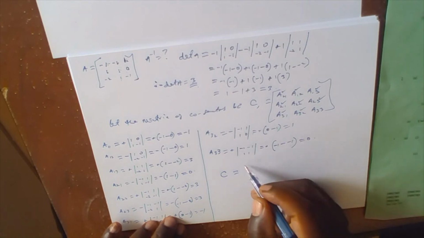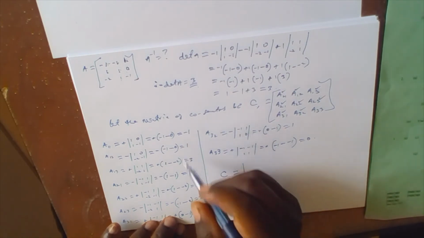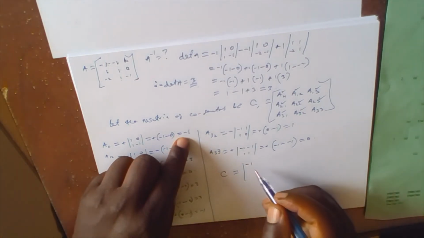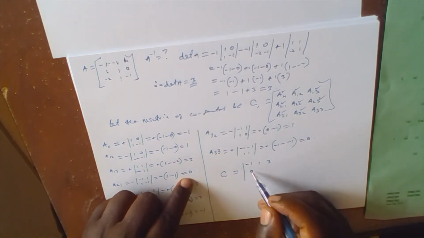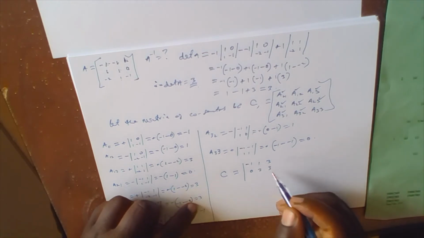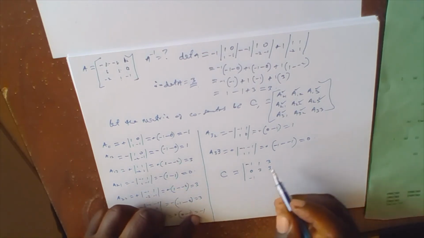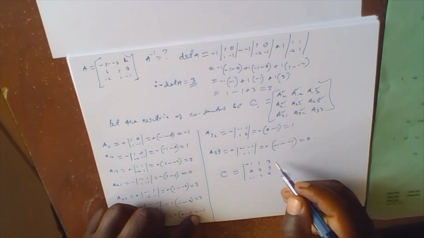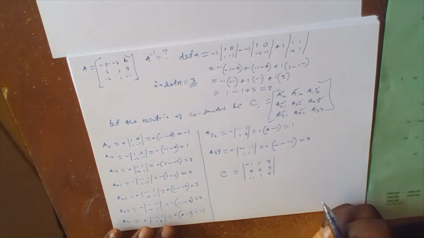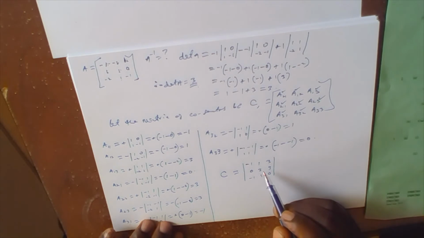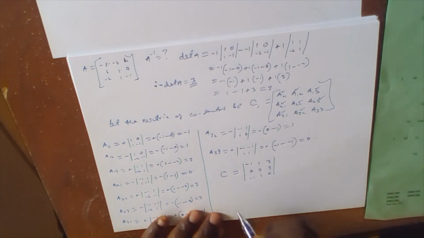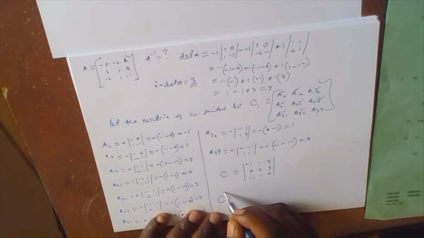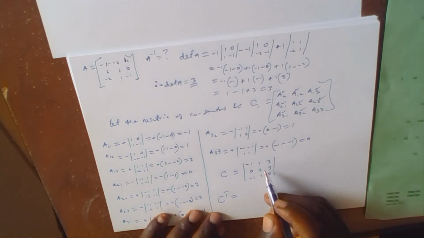C now equals, we can now collect all this. So we have -1, 1, 3, we have 0, 3, 3, then we have -1, 1, and then 0. So now this is the matrix of cofactors. Now we can transpose this matrix. We can get C transpose. We simply interchange rows and columns.